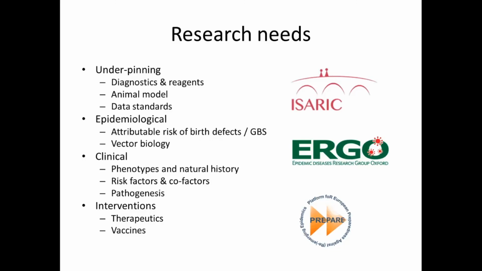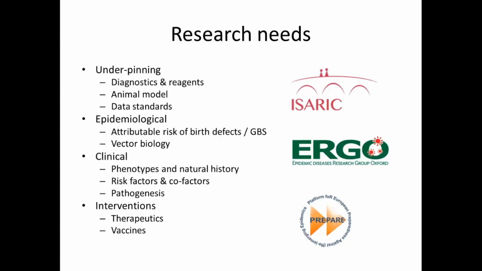There's a need for clinical research, looking at the different clinical phenotypes and the natural history. What are the risk factors and cofactors for congenital abnormalities? I mean, particularly, it may be that it's not just Zika virus, it may be Zika virus plus something during the pregnancy that results in a high risk of a birth defect. We don't know, perhaps even a co-infection. And the process of pathogenesis.